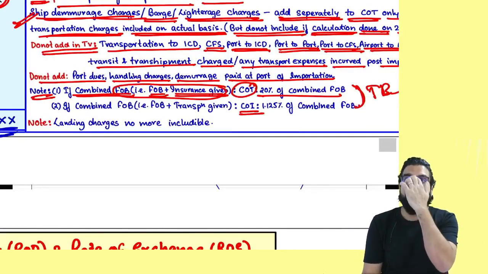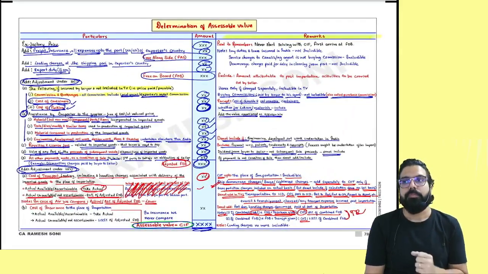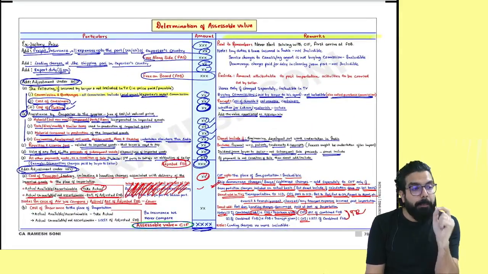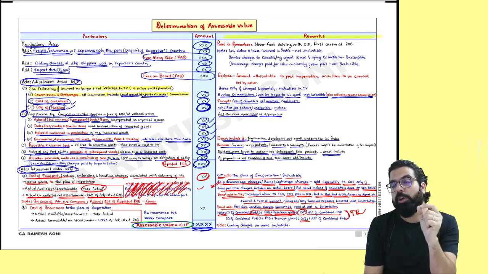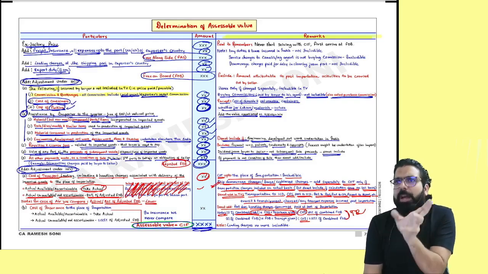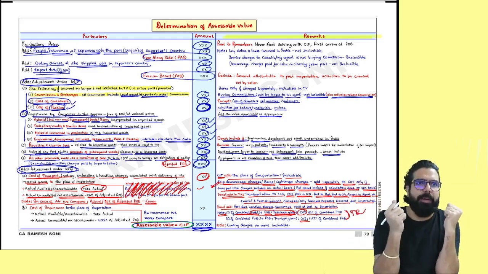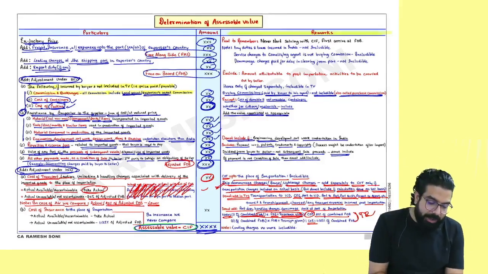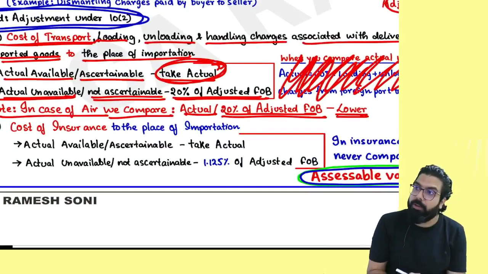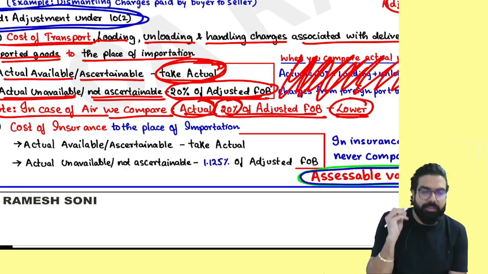I will tell you one thing. Earlier, there was something called landing charges. People, listen. There's one place where I've seen students getting confused a lot. Students get confused a lot. Sir, what transportation cost I am taking and what transportation cost ICAI has taken. Sometimes there's a difference which is coming. I will tell you the main reason. Listen carefully. Whenever you take transportation cost, you either take actual or you take 20% of the adjusted FOB. In case of air, you take actual or 20%, whichever is lower.